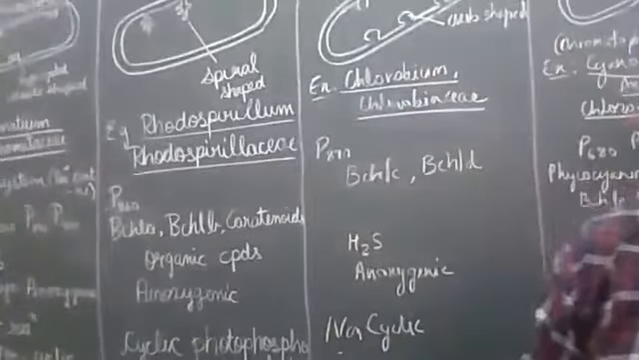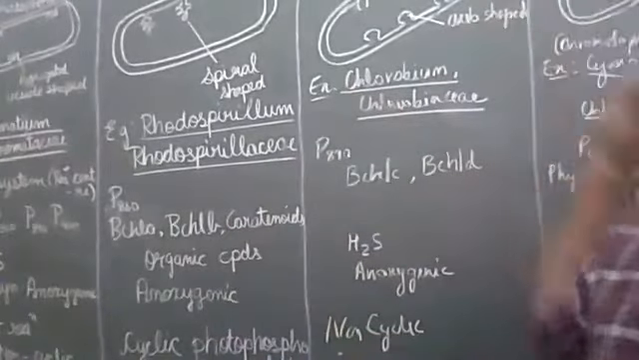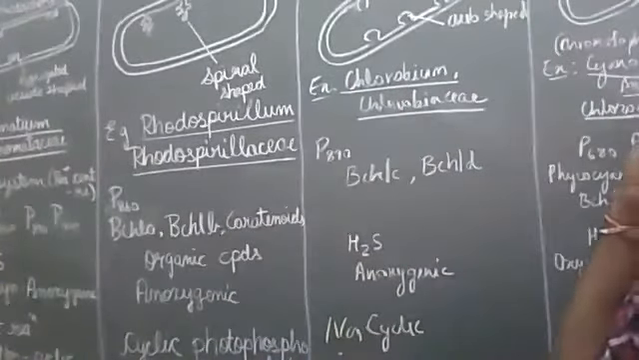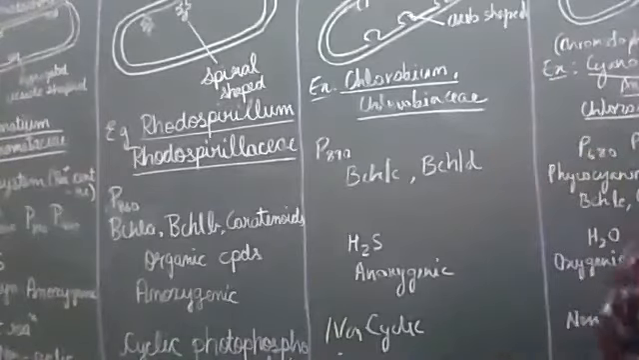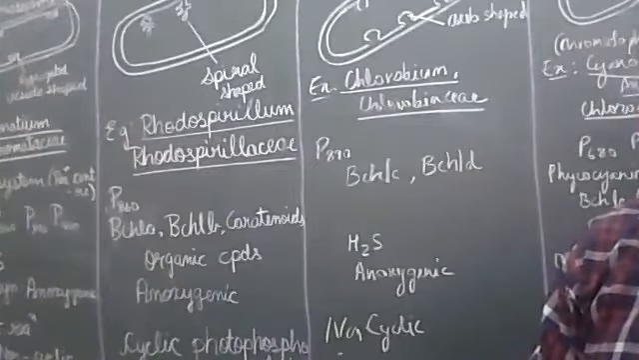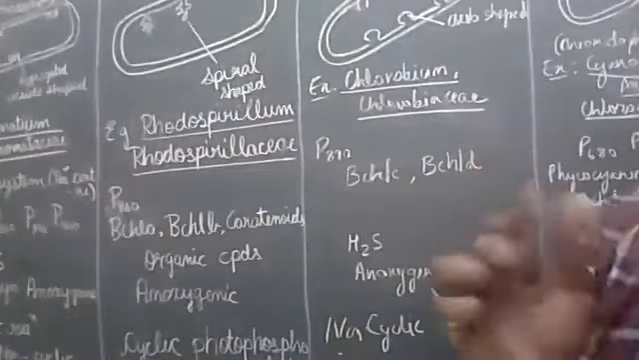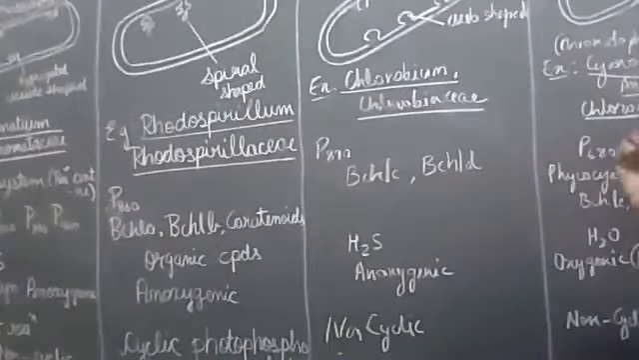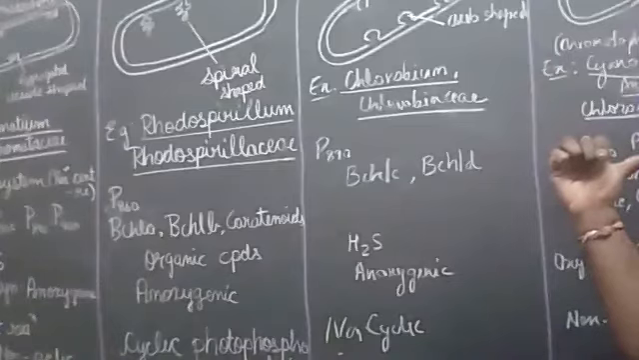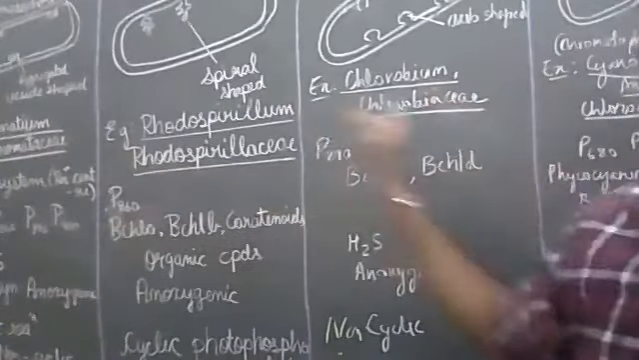Now the question comes: what is the difference between the non-cyclic of these two compared to cyanobacteria? I'm repeating once again: Chromatium, Chlorobium, Anabaena are the examples. All of them will show non-cyclic. But Chlorobium and Chromatium show the same type, whereas Anabaena shows the Z pathway.